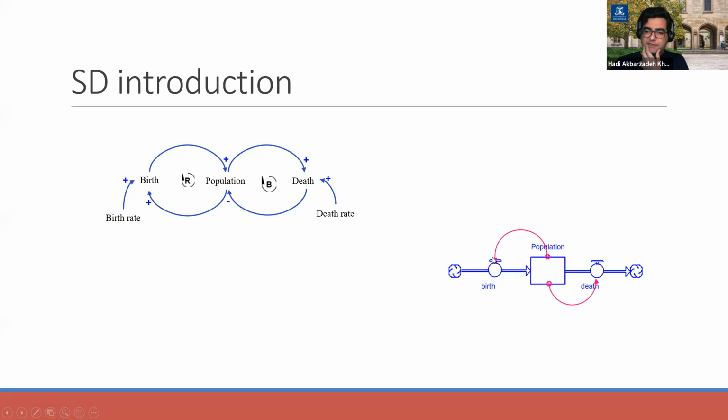And these are the circular relationships of population on those flows that we are simulating using a stock and flow diagram. And also, if you want, you can add those auxiliary factors.